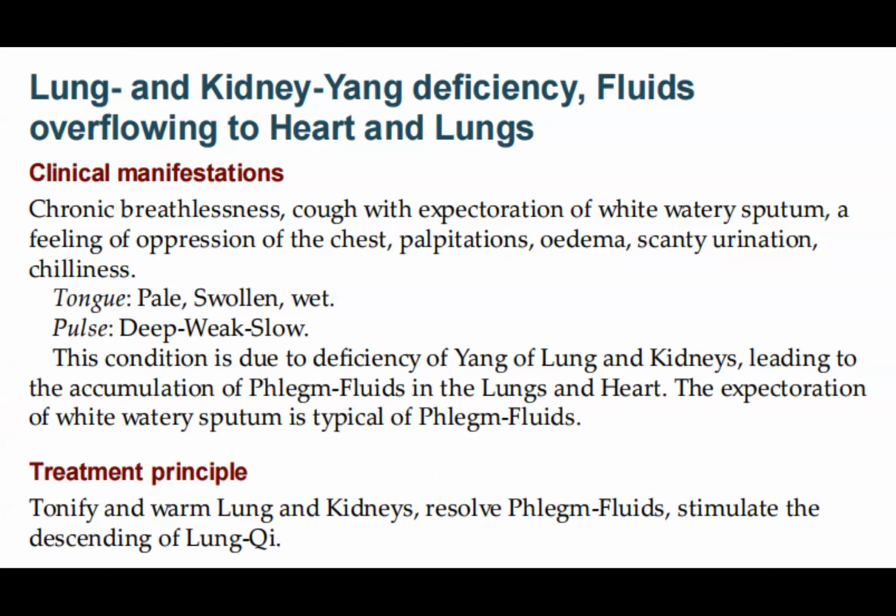Clinical manifestations: chronic breathlessness, cough with expectoration of white watery sputum, feeling of oppression of the chest, palpitations, edema, scanty urination, and chilliness. Tongue is pale, swollen, and wet. Pulse deep, weak, slow. This condition is due to yang deficiency of lung and kidneys, leading to accumulation of phlegm fluids in the lungs and heart.